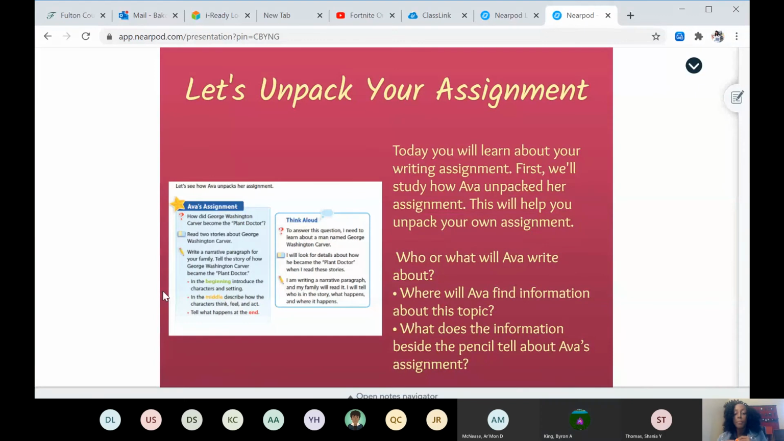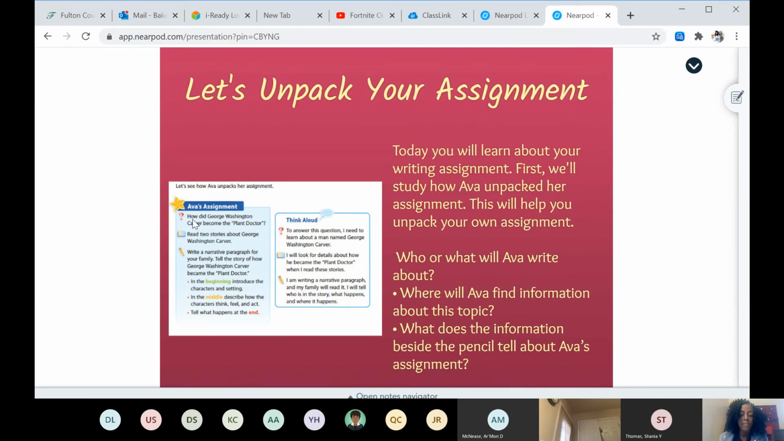So we're going to unpack your assignment. You're going to have the same assignment that Ava had. So Ava had to write a narrative story about George Washington Carver. You all are going to have to write a story about Helen Keller. But before that, we want to look at how Ava unpacked her story. So her assignment, right over here, it said her assignment.